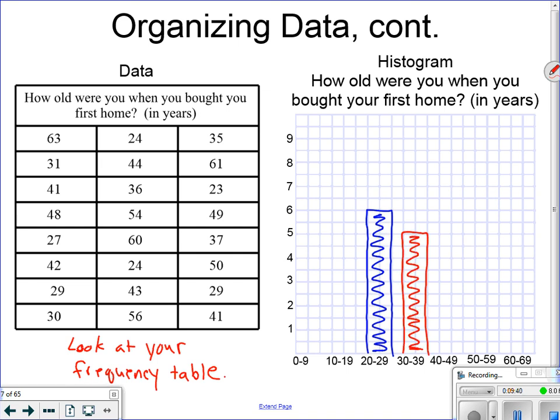All right, so take a moment here, pause the video, finish your histogram, and then when you have it filled out, you can start the video again to check it.